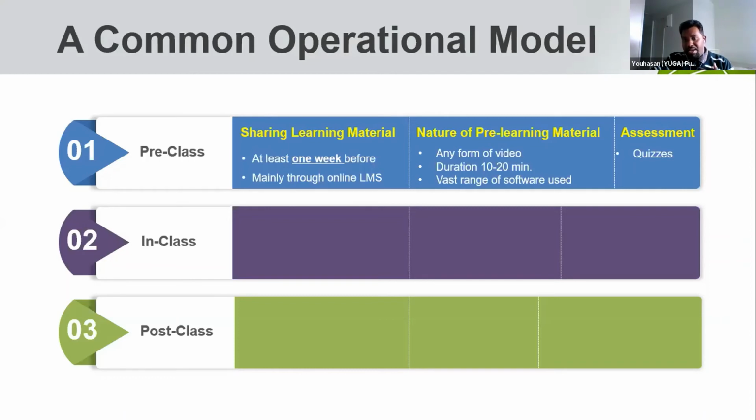The nature of the pre-learning materials is any form of videos, such as video lecture, narrated presentation, or video demonstration. The duration of these videos is 10 to 20 minutes, and a vast range of software is used for developing this pre-learning material. In our systematic review, 3 software were reported, namely Explain Everything, Articulate Storyline, and Camtasia Studio. The pre-classroom phase ended with a formative assessment. Quizzes are the main form of the formative assessment.